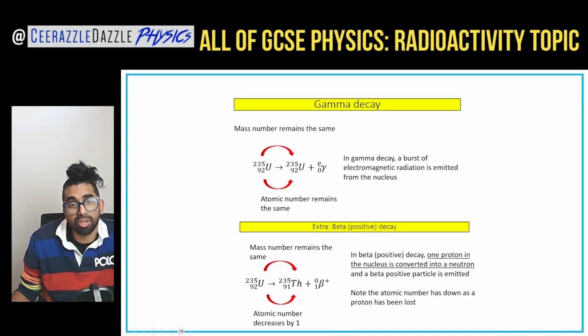Right, now gamma decay. As you can see, gamma is 0, 0, therefore the mass number remains the same and the atomic number remains the same as well, because it makes no change over there. So 235 goes to 235 plus 0, 92 goes to make 92 plus the 0 over here.